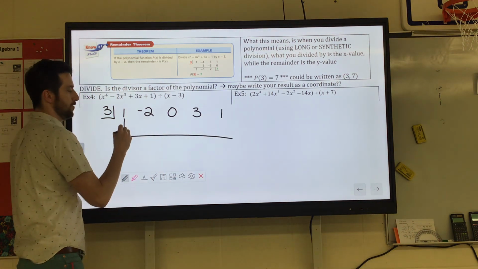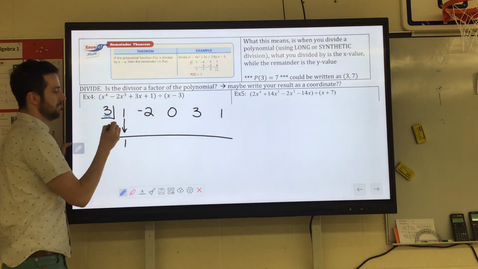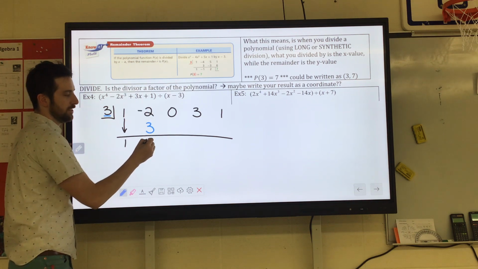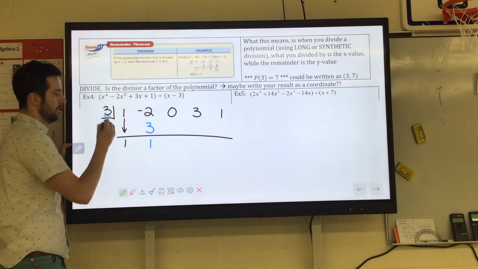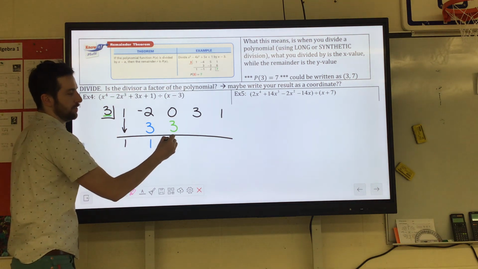We'll bring down the first digit, always. 3 times 1 is 3. And then we add negative 2 plus 3 is 1. 3 times 1 is 3. Plus 0 is 3.